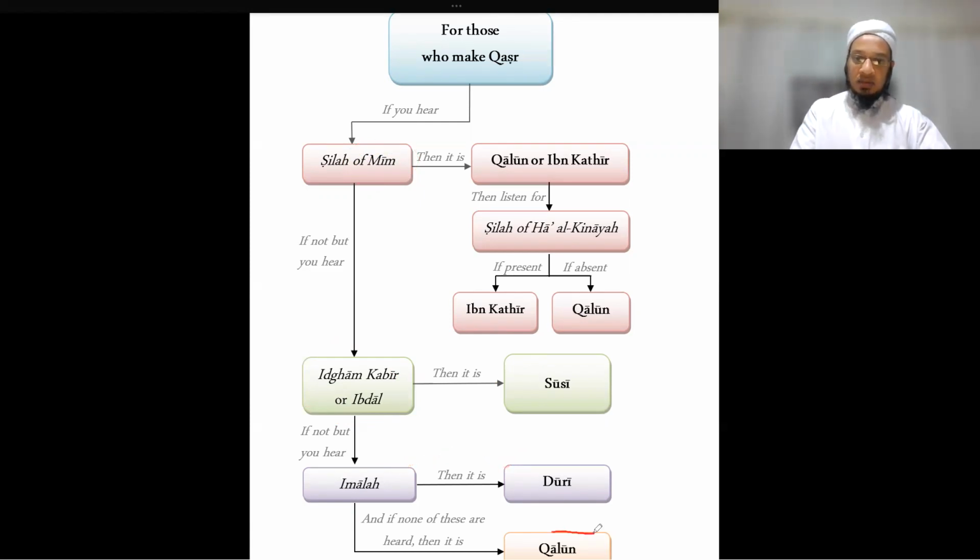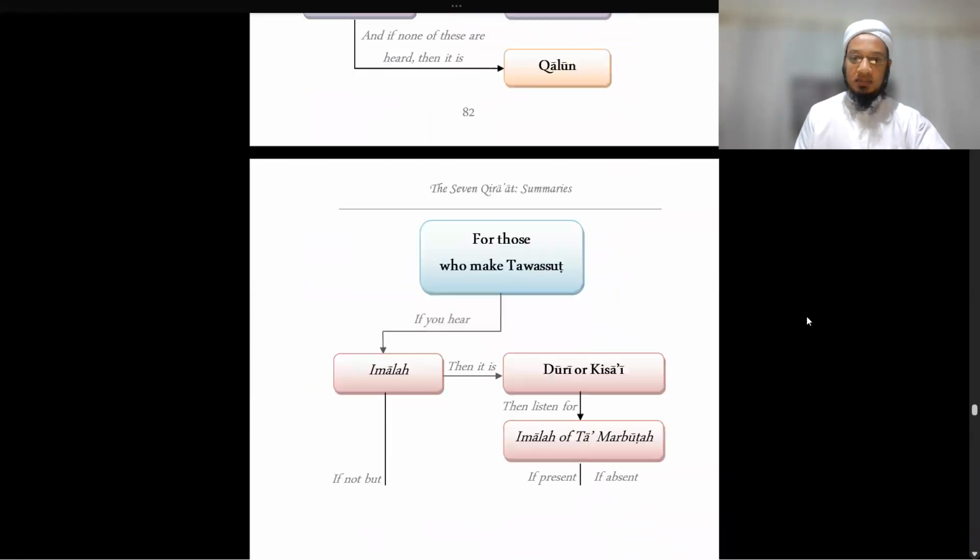And if you don't hear any of these applications, then that will be Qalun. Remember that Qalun has the option of the sila of the mimul jam, but you can also read without that. So if you don't hear any of these changes over here, but you hear qasr, then it is possibly Qalun that is being recited. I say possibly because you can read for Hafs with qasr as well, but that is via the Kubra, not via the Shatibiyya.